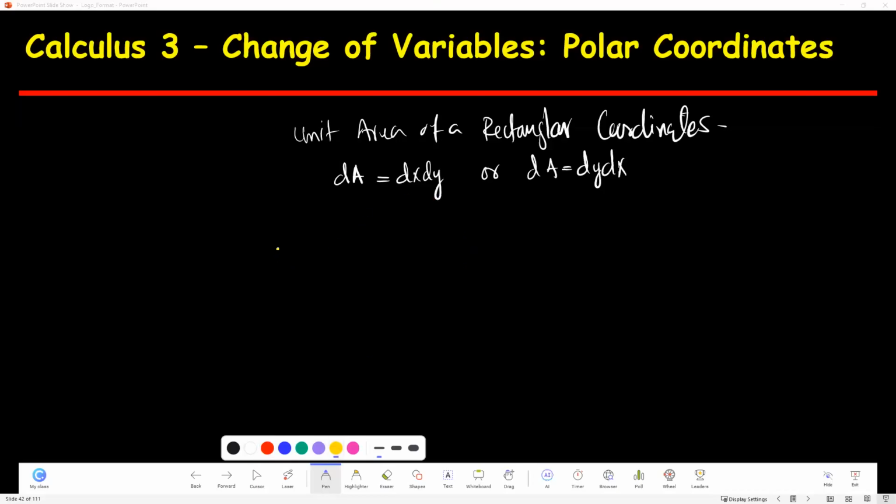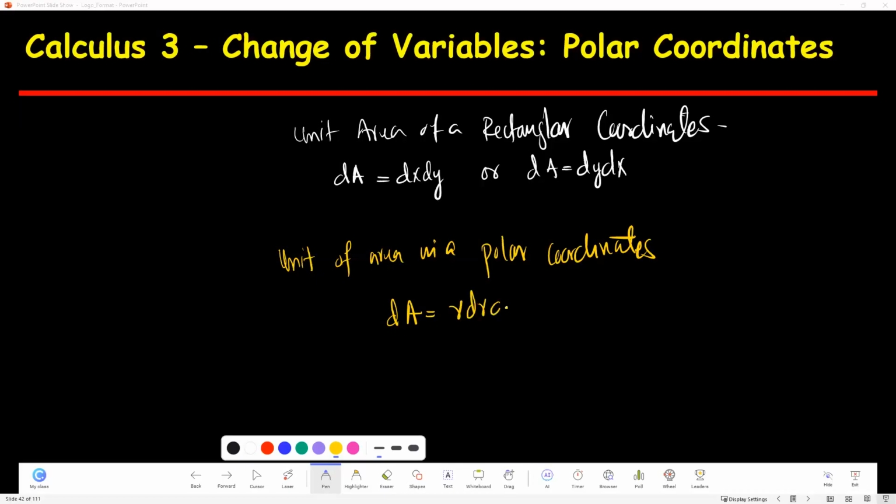Here the things are a little bit changed, but the fundamentals are pretty similar. I'm going to say unit area in a polar coordinate is going to be the same philosophy: dA equals r dr d theta. You notice one thing, I have only one way to write here.